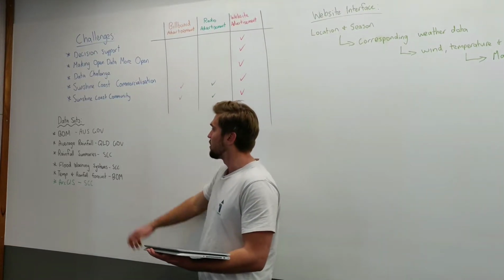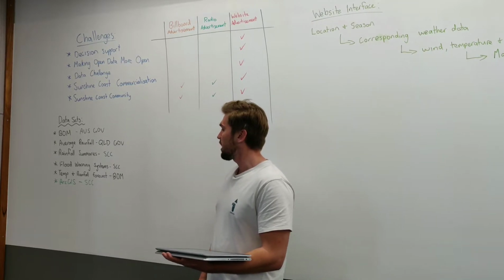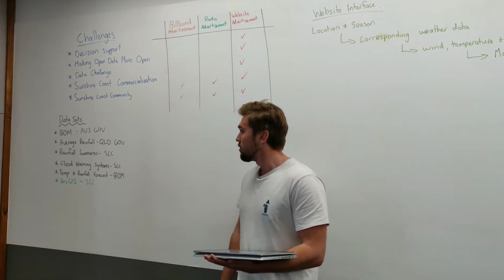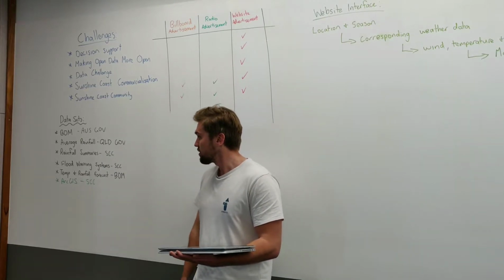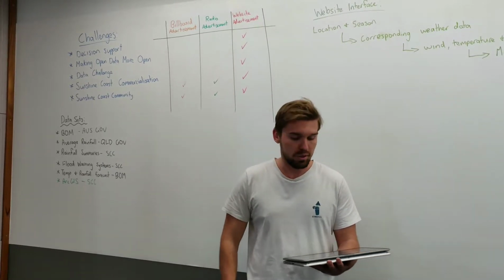Over here we've got a list of data sets that we've used. The ones in black are all the data sets we've used for the weather data, and the one in green is the Sunshine Coast Council ArcGIS database which we've used.